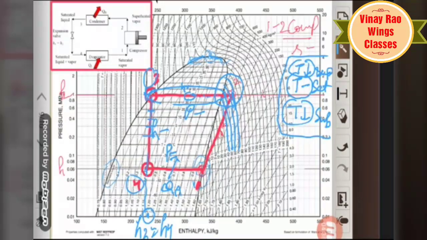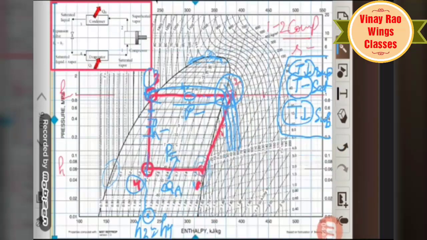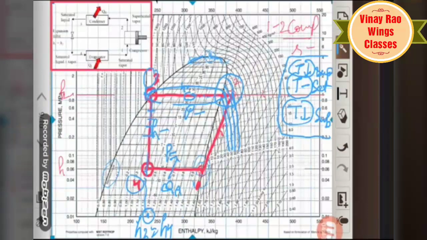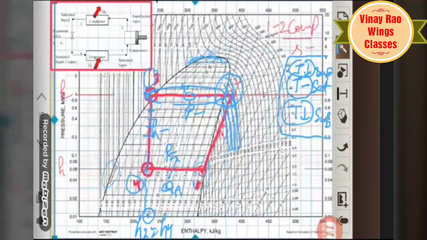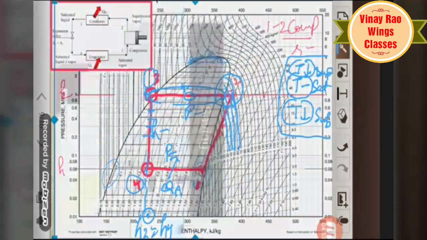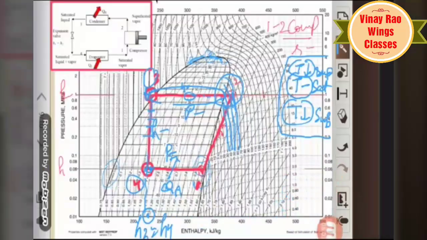Due to heat absorption, the liquid is converted into vapor. The liquid particles are continuously converted into a vapor state.